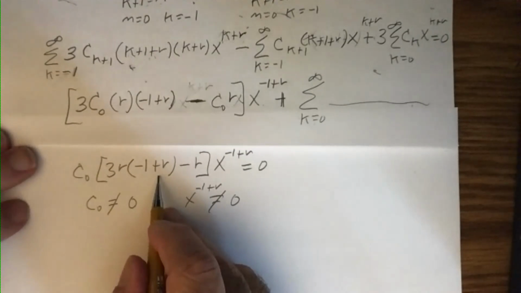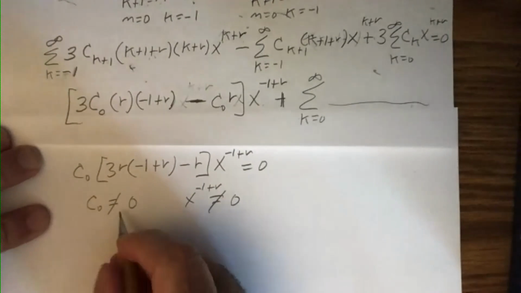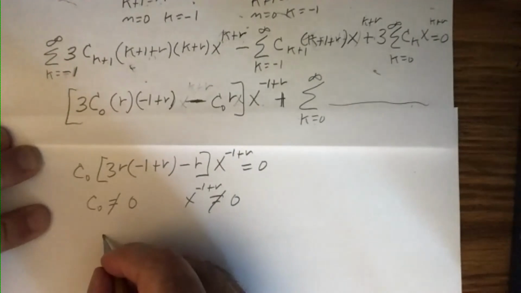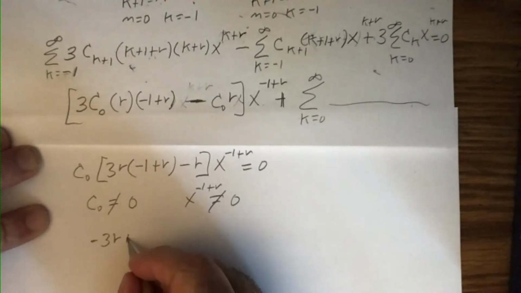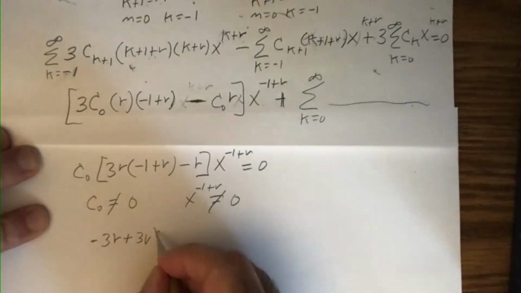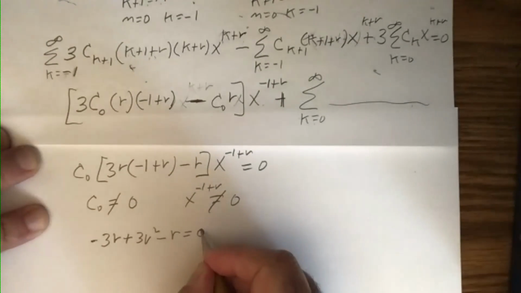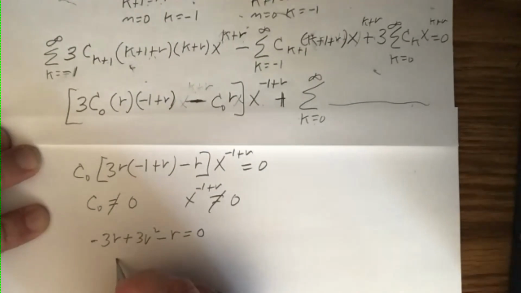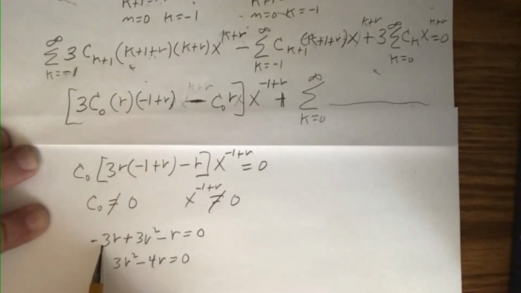So what does this become? What I have in the parentheses is 3r minus 3r plus 3r squared minus r is equal to 0, right? So I can write this as 3r squared minus 4r is equal to 0, right?